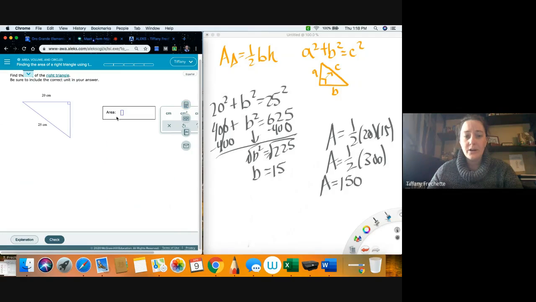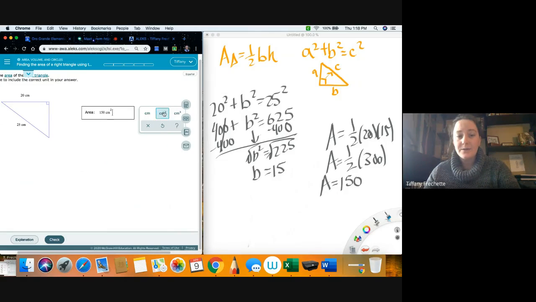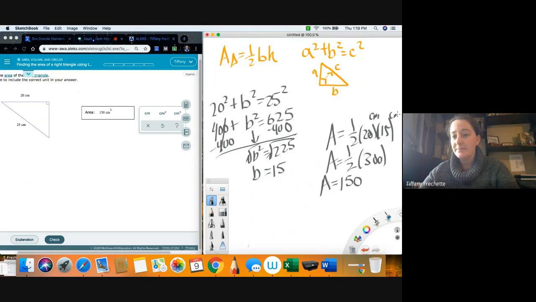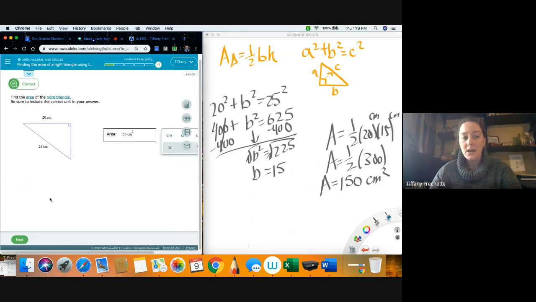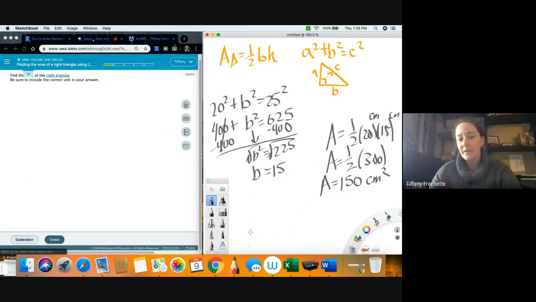All right, so we know that it is 150. They were centimeters, and it's an area, so I know it's centimeters squared. So this one, remember, each one of these has a centimeter on them. Centimeter times centimeter gets me centimeters squared. Check. Yay! All right, next one.